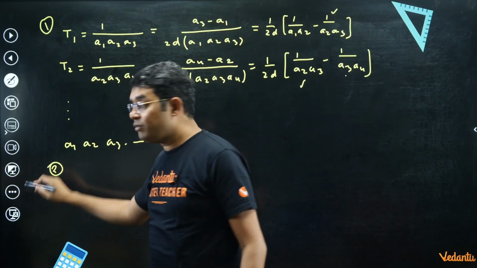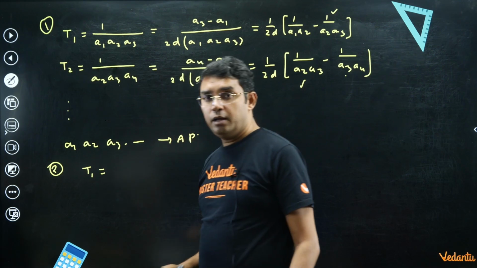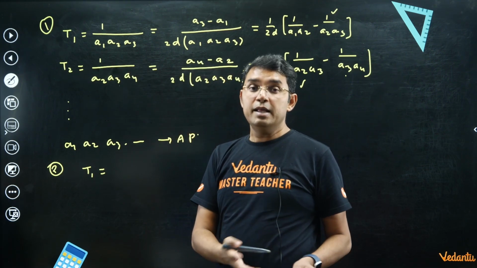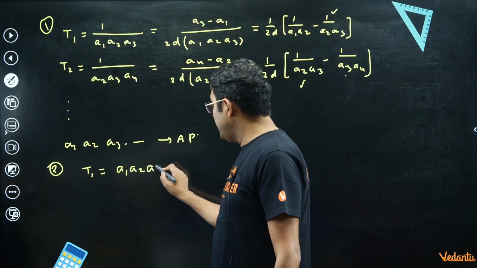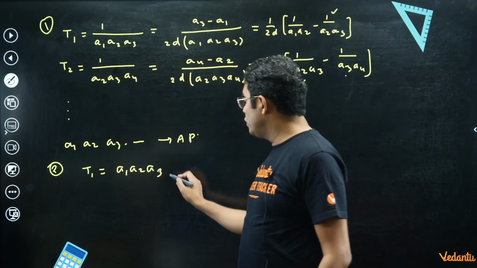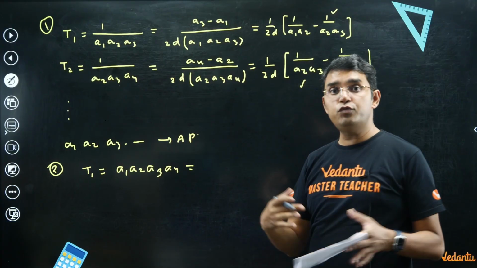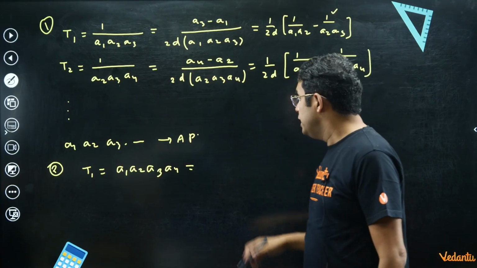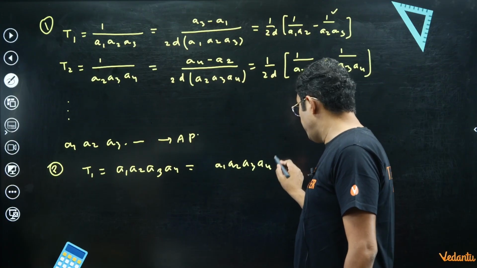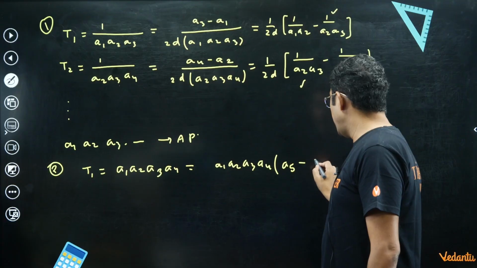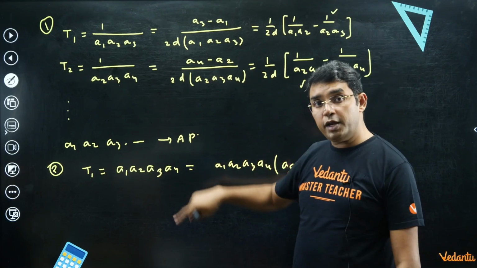But dear students, there is one very standard category of questions when the terms of AP are multiplied, but they are not in the denominator, not in reciprocal, but they are like this: A1, A2, A3. It could be A4 also, and so on. Now, in this case, to write it as a difference of two functions, the idea would be that you will be multiplying A1, A2, A3, A4 with A5 minus A0. The next term after A4 will be A5. The term before A1 would be A0.